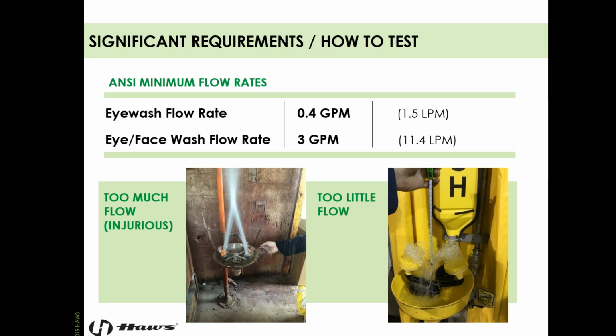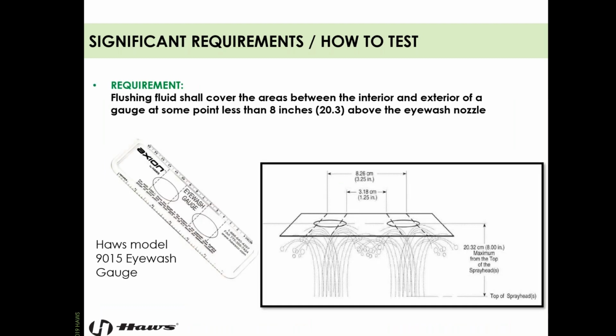So minimum for eye wash 0.4, minimum for eye face wash 3 gallons. The way that we check this is by using the eye wash gauge. Okay, let me explain. So this is the eye wash gauge. Again, you saw this a little bit earlier in model 9015. That's the drawing from the ANSI standard, showed us exactly how to make this. Now what this does is allow us to check the flow rate from the eye wash or the eye face wash and compare it to average human eye spacing, right? We've all got the 2 eyes and they're generally in the same place, and that's what this gauge allows us to check.